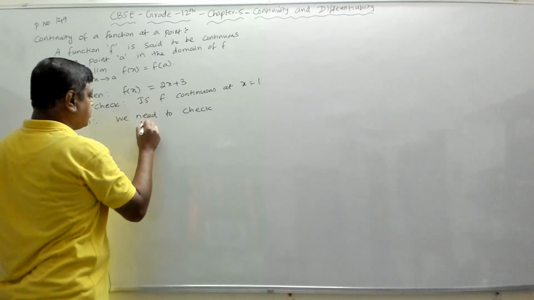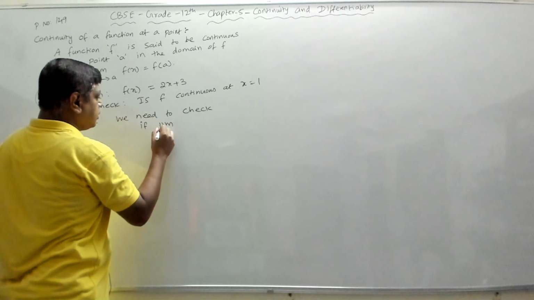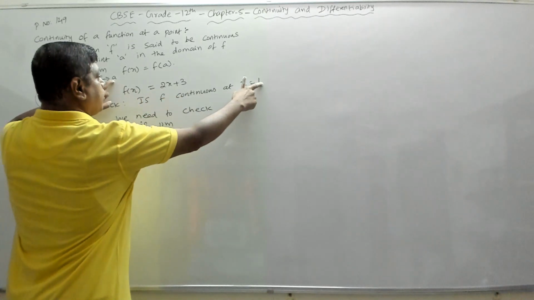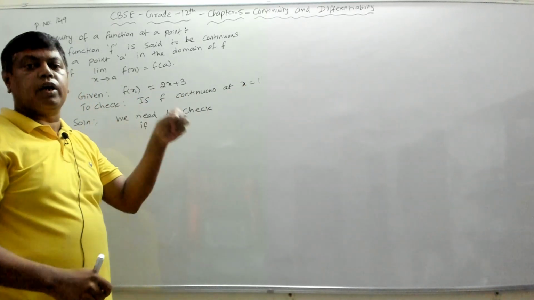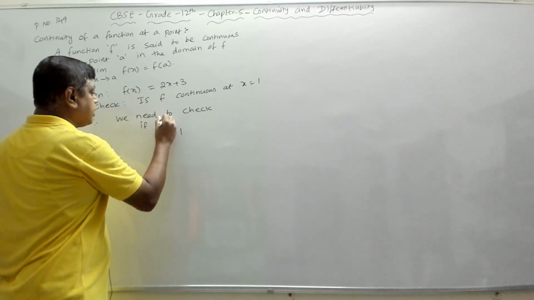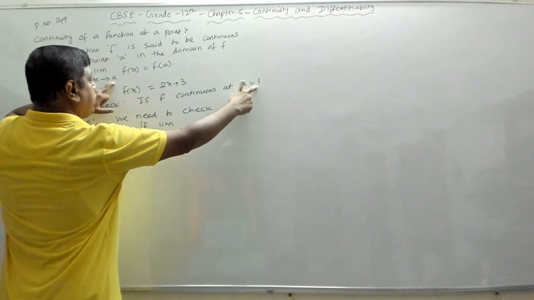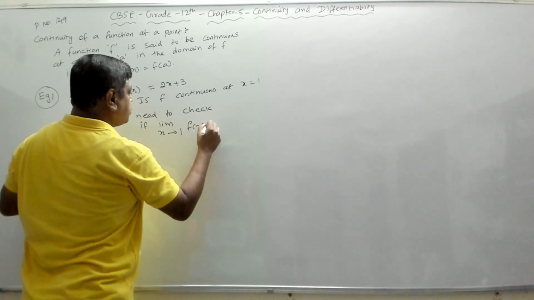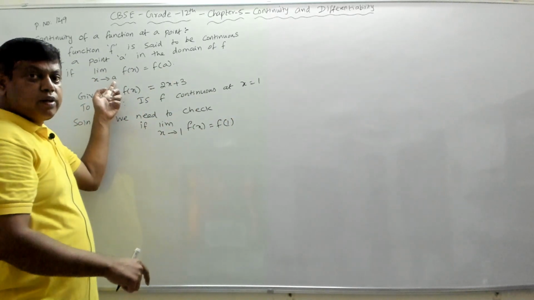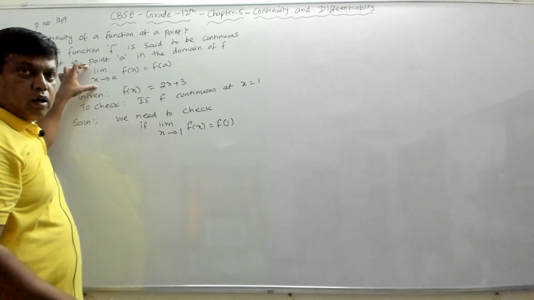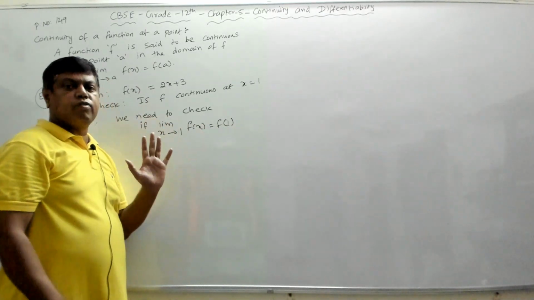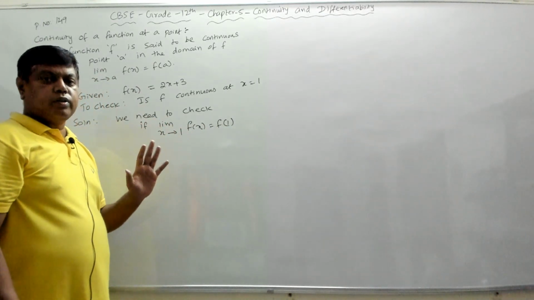We need to check if limit x goes to 1, f of x equals f of 1. Whichever point we are checking for continuity, we should take it as a. Here a is 1. So I am just substituting the value of a as 1 in this condition. Now we need to check whether limit x goes to 1, f of x equals f of 1. If they match, then it is continuous. If not, it is not continuous.